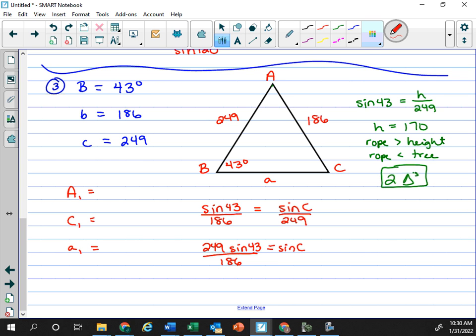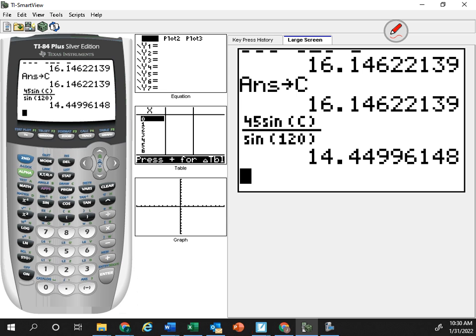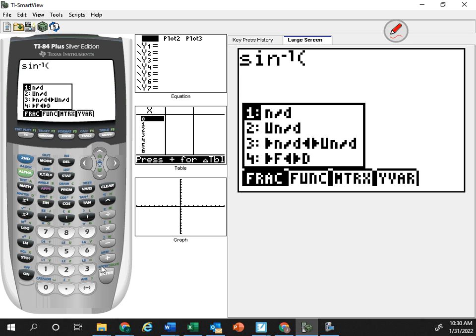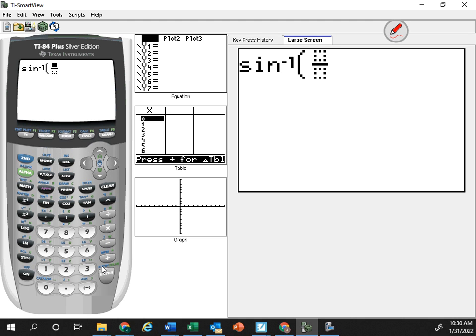What do I do with that on my calculator? Yeah, that's where we do the inverse, okay? So I'll get this stuff out of here. So inverse sine, because I'm solving for an angle, and then I'm going to put a fraction key in there. And then, let's see, large numbers, 249 sine of 43 over 186. Ooh, not 1886.